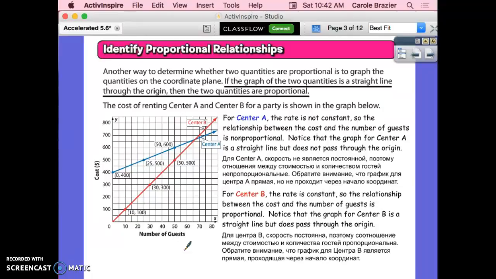Whereas center B, the rate is constant, so the relationship between the cost and number of guests is proportional. So if you had no guests show up, it would still cost you $0. So again, make sure the underlined piece is in your notes, so you're understanding that there are different ways to do this, and then we will move forward.